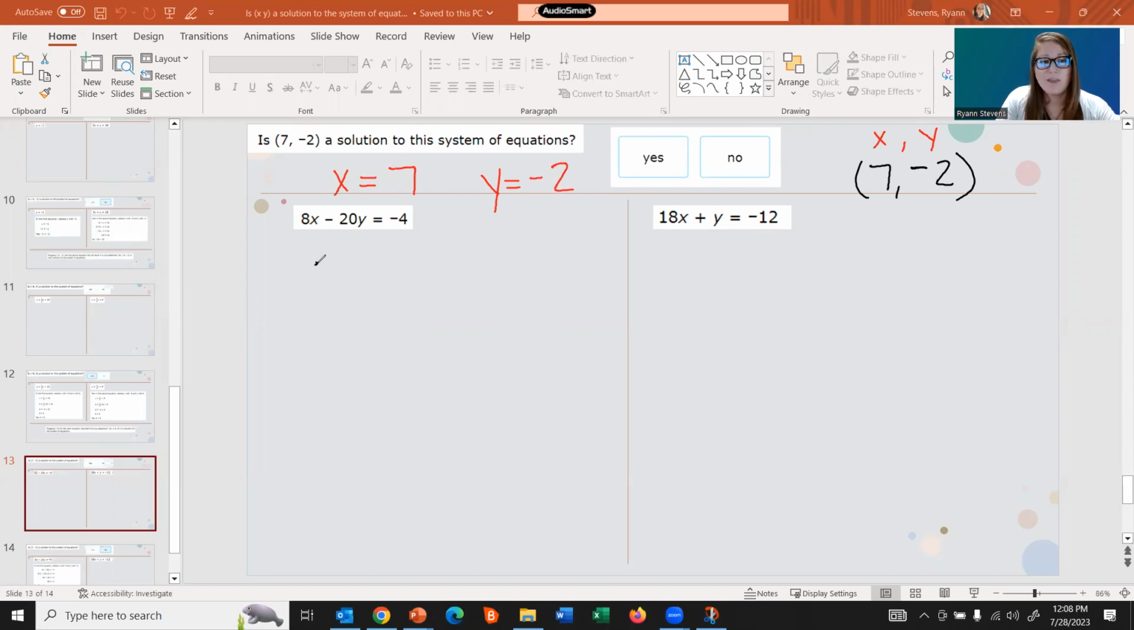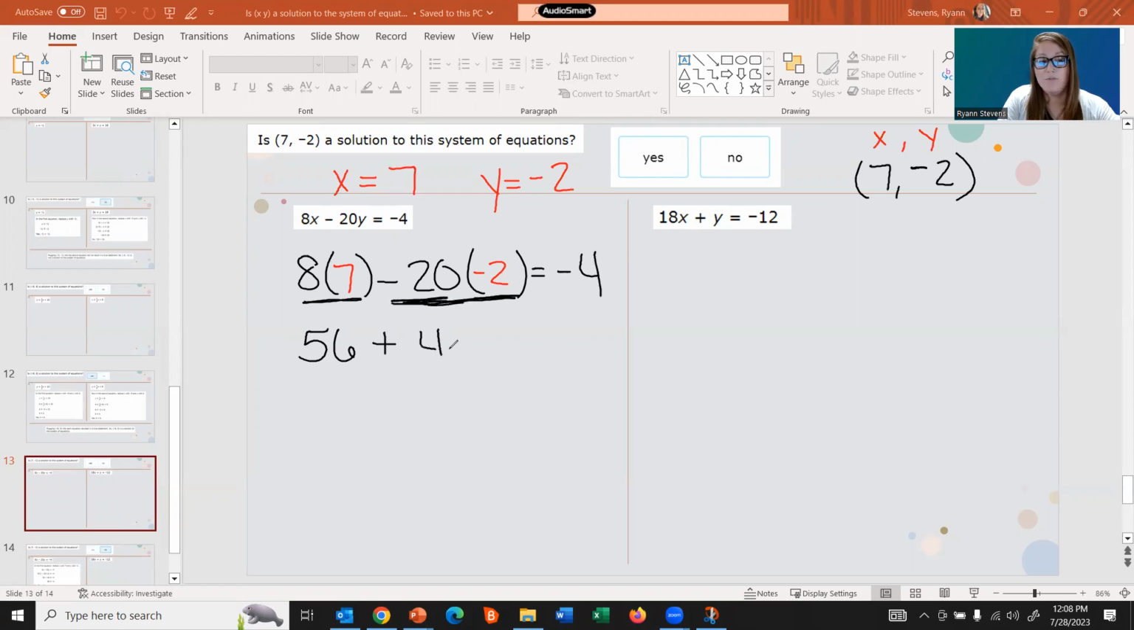So looking at this first one, we have 8, and then we have the variable x. So we're going to plug in 7 minus 20, and then we have a y. So we're going to plug in -2 is equal to -4. So 8 times 7, we're going to do our multiplication first. So 8 times 7 is 56. And then we can multiply. We can actually say -20 times -2, which would give us a +40.